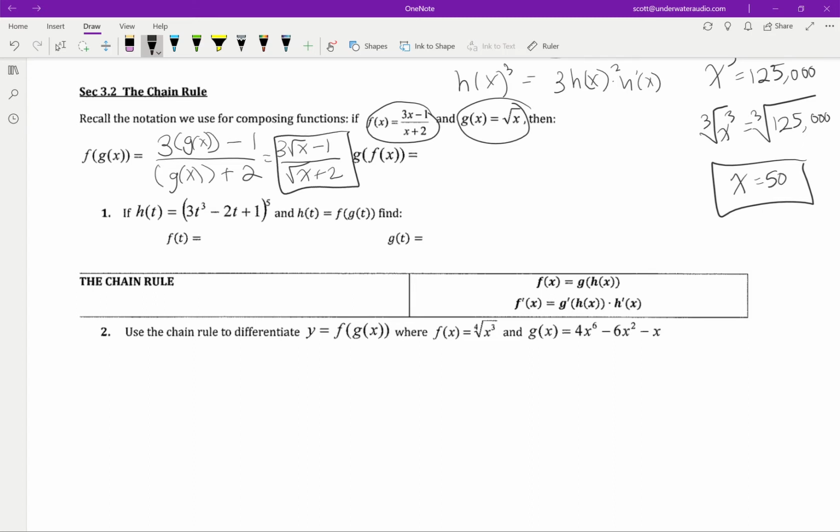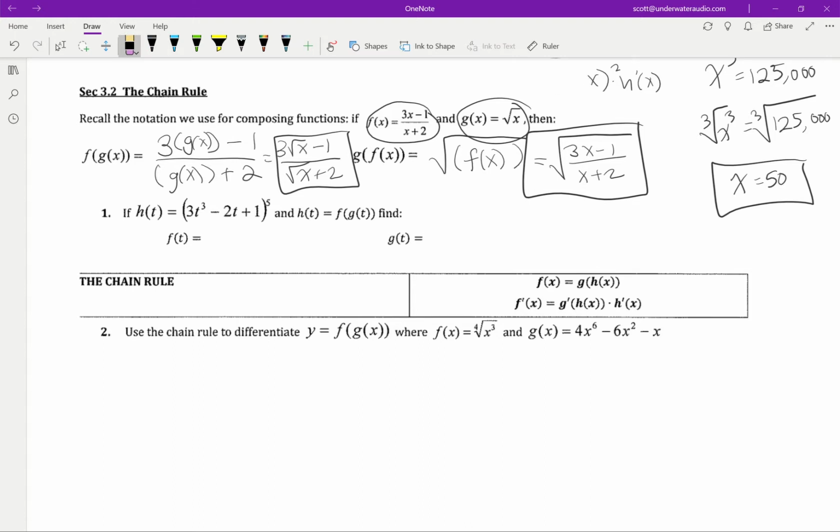That's my final answer. Okay, now g of f of x means I take the function g, and everywhere I see an x, I replace it with f of x. So g is the square root of something, and everywhere it's the square root of x, everywhere I see an x, I replace it with f of x. So the square root of f of x would be the square root of 3x minus 1 over x plus 2. So notice that these two, f of g of x and g of f of x, are not the same thing. They're different. That is important.